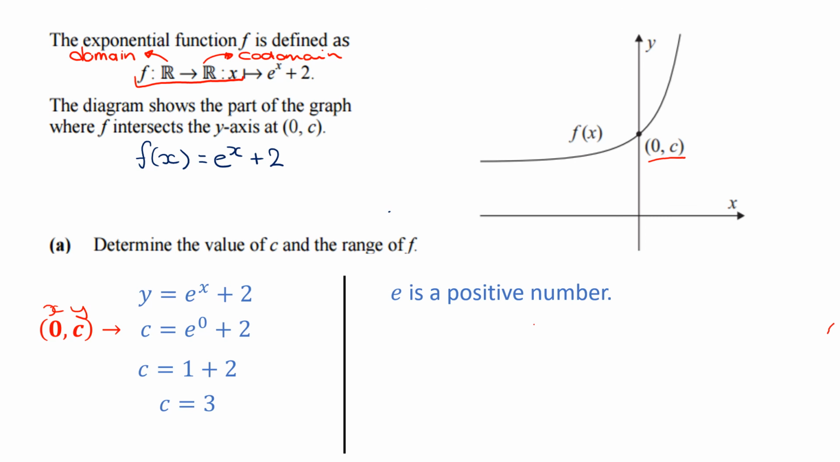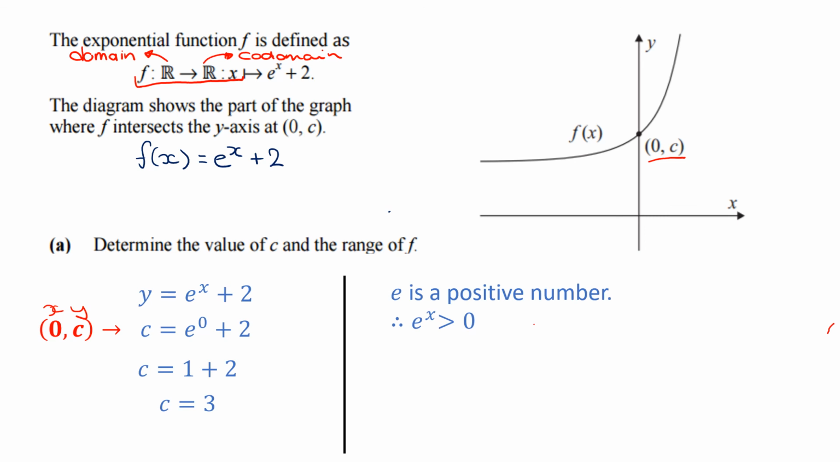So e is a positive number. Remember e, Euler's number, it's 2.71. It is a constant. It's like pi. It's not a letter that demonstrates a varying number. It's not a variable, so it's a constant. So remember that. So e is a positive number. Therefore, e to the power of x is greater than 0.